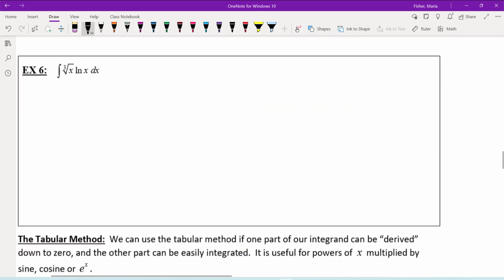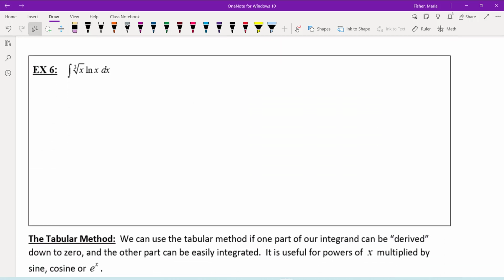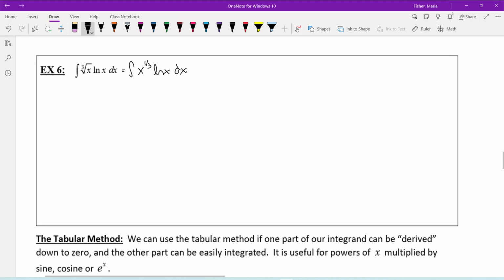Let's keep going. Number 6. The cubed root of x times the natural log of x dx. Well, radicals in calculus still don't get along, even with integration by parts, so we're going to write this as x to the 1/3 times the natural log of x dx. This is not basic form, it's not a u-sub, so we know it's integration by parts, and we use LIATE.